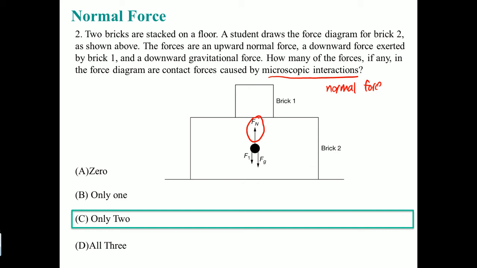and then the downward force from brick 1, F1, and the opposite of it, down by gravity. Remember, Fg is a long range force, so Fg doesn't count. It's Fn, the normal force, and F1.